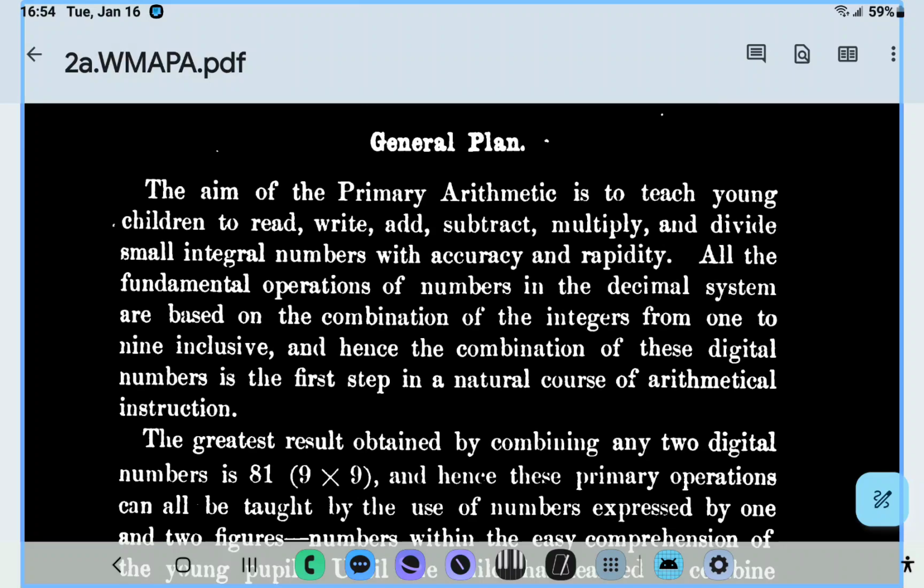Until the child has learned to combine the digital numbers readily, he is not prepared to read, write, and combine numbers composed of several periods, much less to understand the theory of the decimal system. The first lessons in arithmetic should be confined to primary processes with small numbers. The first 19 lessons in the primary arithmetic involve no number which exceeds 10, the next 22 lessons involve no number which exceeds 100, the next 45 lessons involve no number which exceeds 1,000, and only the last 3 lessons contain numbers which exceed 1,000. With these small numbers.